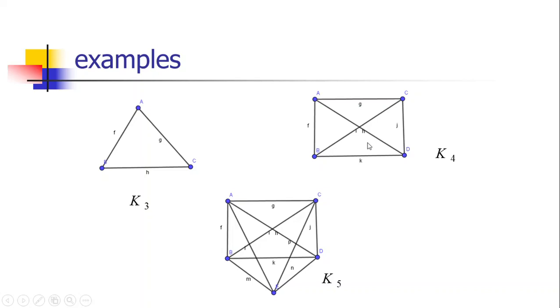The second graph is K4. There are 4 vertices here and you can check that the degree of all the vertices is 3. So it is a complete graph, as each vertex is connected to all the remaining vertices. The third one is K5. There are 5 vertices here and you can check that the degree of all vertices is 4, since 5 minus 1 is 4. So these are examples of complete graphs.